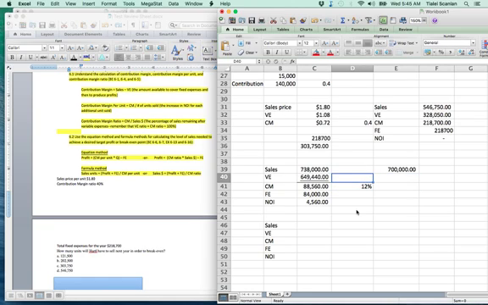So if this is 12%, then 100% minus 12% would be 88%, because the variable expense ratio is 88%. If we do this whole formula again, we can see our break-even sales.